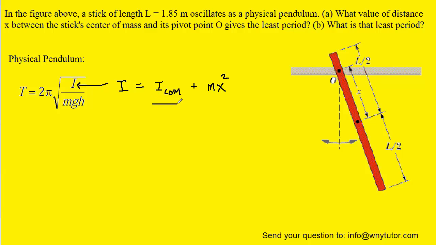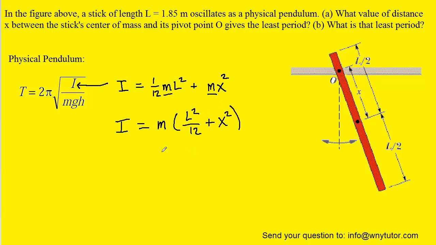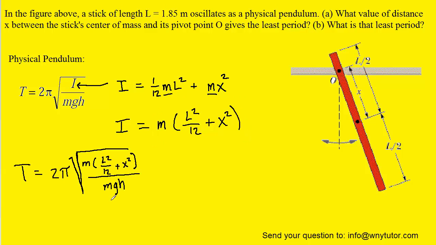We also know that for a thin rod, the rotational inertia about the center of mass is equal to 1/12 times the mass times the length of the rod squared. Now we will notice that mass appears in both terms of this equation, so we could factor it. And so we are left with the following equation for the rotational inertia of this thin rod as it rotates about point O. So instead of just using I in the formula for the period, we're going to have to substitute in this entire expression for that I.